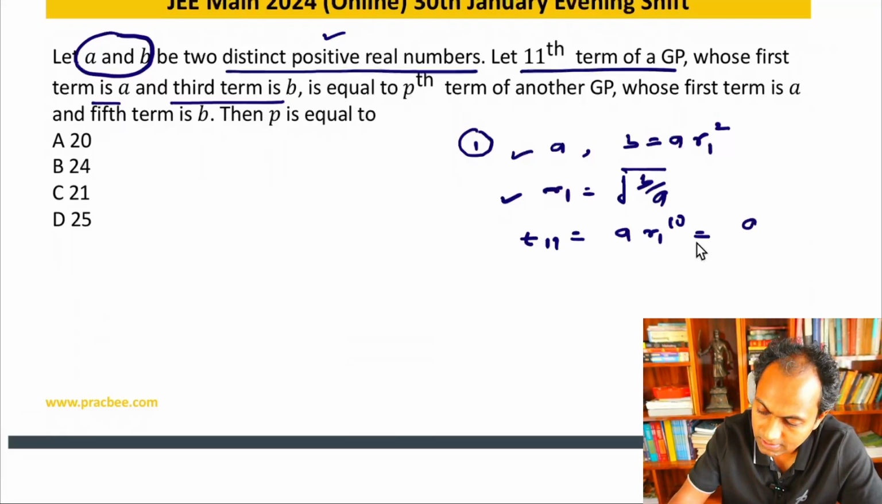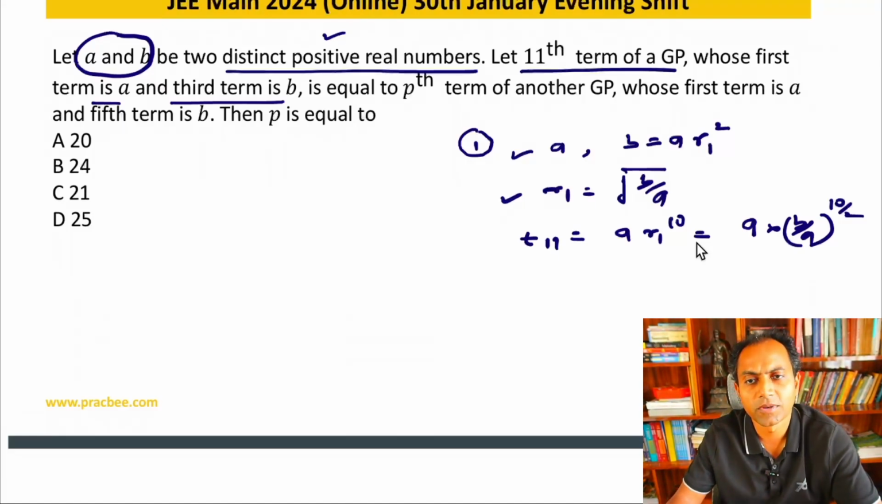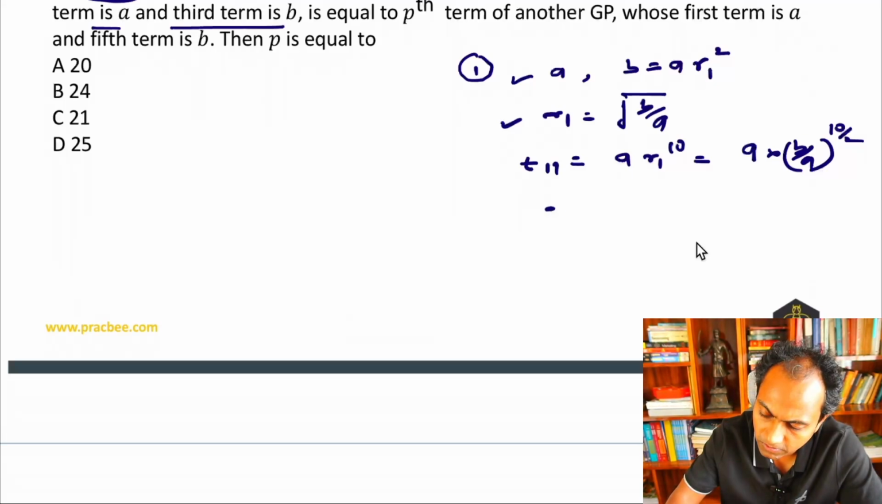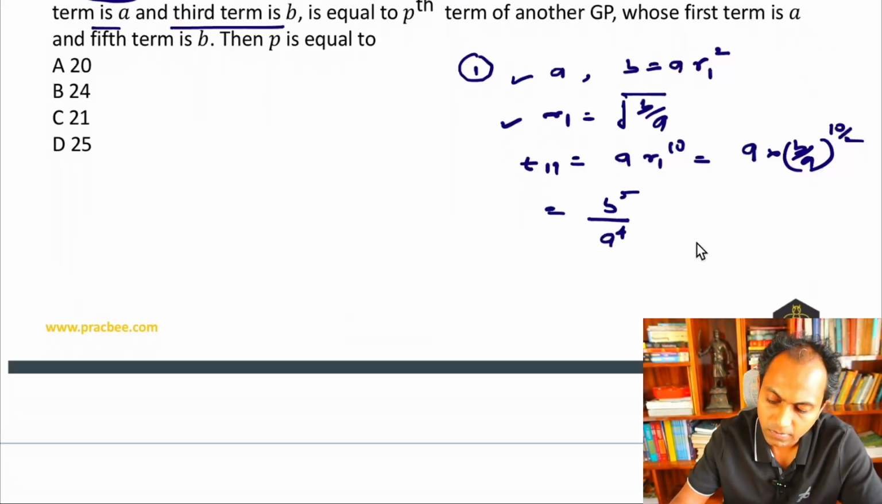You can see that this is A, this is B by A raised to the power 10 divided by 2. This can be easily simplified, and the answer to this becomes nothing but B raised to the power 5 by A raised to the power 4. This is the first part.